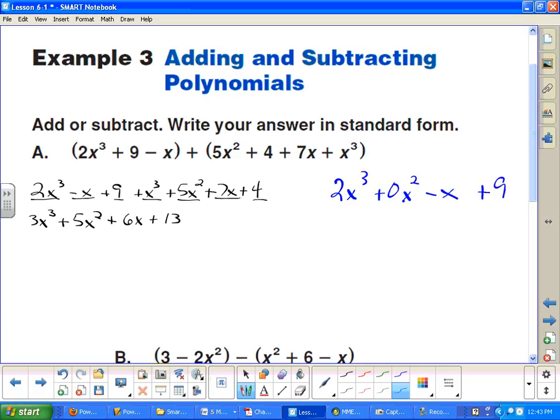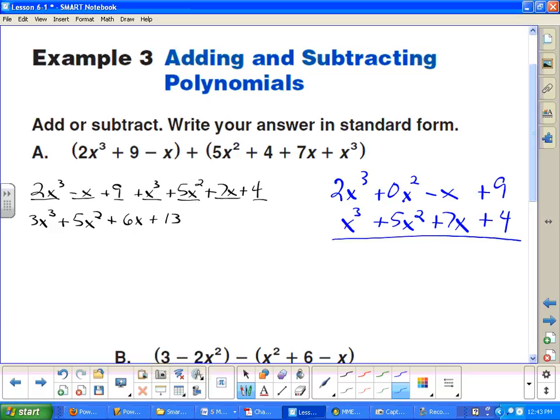Is that legal? Does that have any value? No, it doesn't. But I can use it there to help me. So then I'm going to put the other ones in there. I have an x cubed, so I'm going to put that right under my 2x cubed. 5x squared goes under my x squared term. Positive 7x goes under the x term. Positive 4 goes under the 9, the constant.